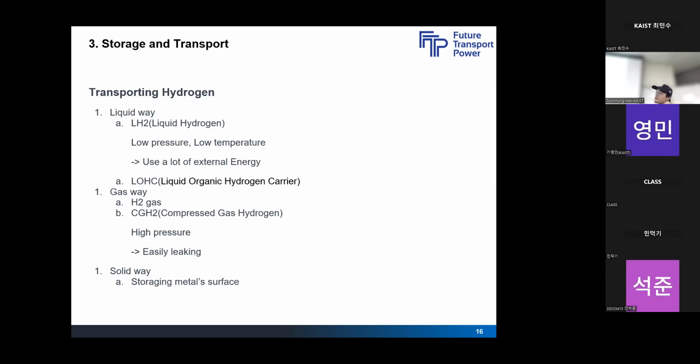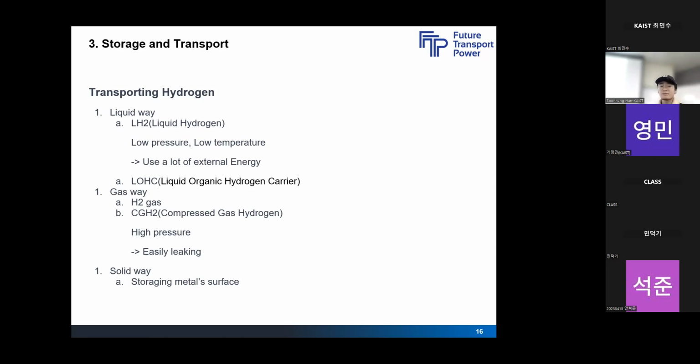On the other hand, we also want to focus on transporting hydrogen. As hydrogen is vaporized and compressed to liquefy, it is really difficult to transport from one place to another. We would like to propose three states. One is liquid, another is gas, and the other is solid.